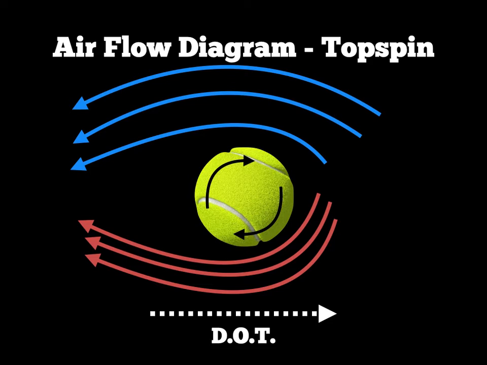Now to finish the diagram, once you've done this for topspin, there are a couple of things to add in. You've got to draw a line from the centre of mass down.